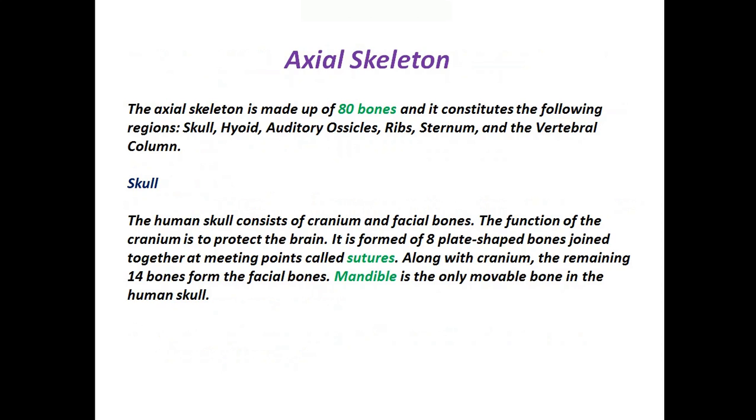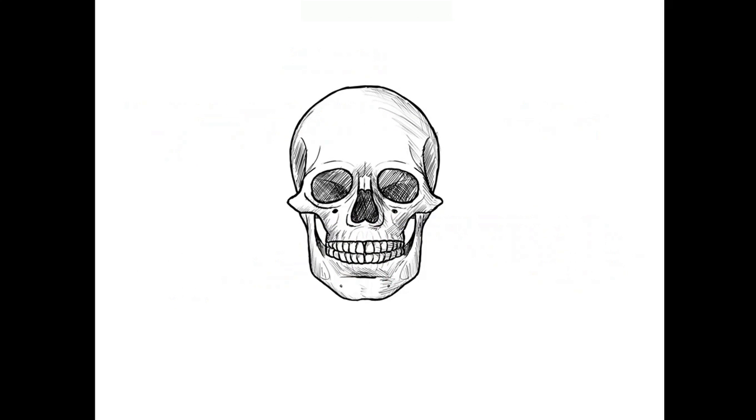The human skull consists of cranium and facial bones. The function of the cranium is to protect the brain. It is formed of 8 plate-shaped bones joined together at meeting points, called sutures. Along with cranium, the remaining 14 bones form the facial bones. Mandible is the only movable bone in the human skull. This is the diagram of a skull.